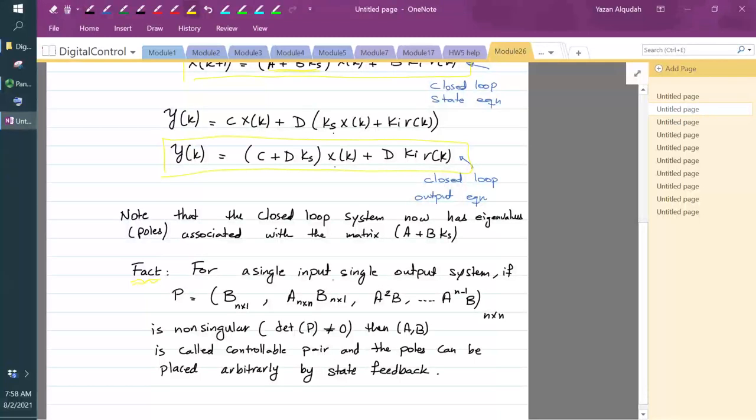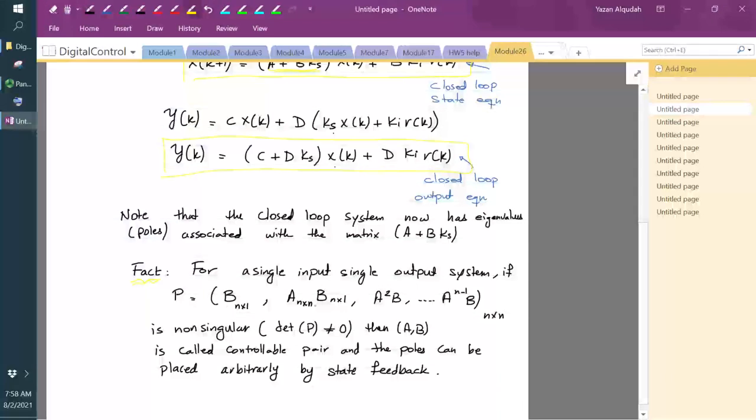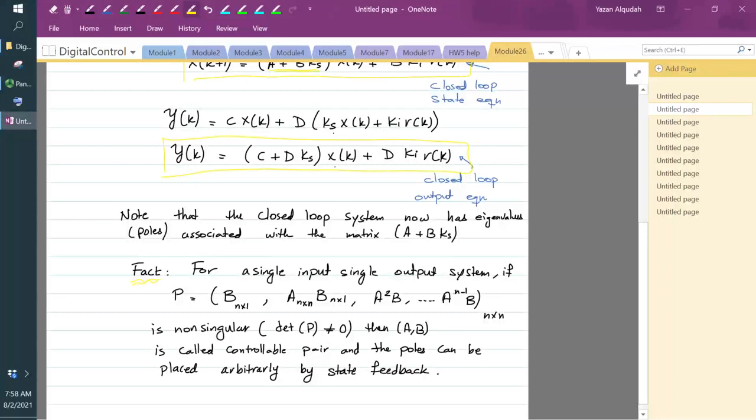If we have a single input, single output system, and we establish the matrix P that is equal to B, A multiplied by B, A squared multiplied by B, all the way to A^(n-1) multiplied by B, this matrix that we established, the P matrix, is going to be n by n. Now, if this matrix is non-singular, which means the determinant is not equal to 0, then we call the pair A and B a controllable pair.